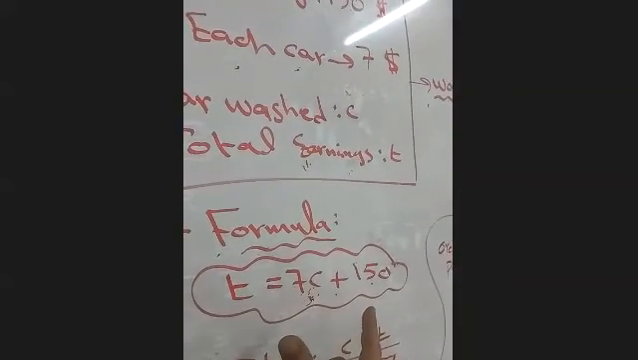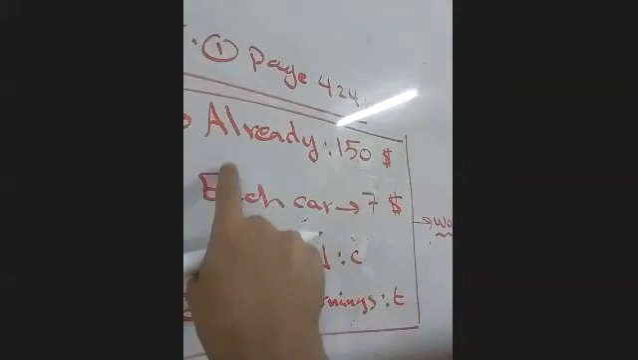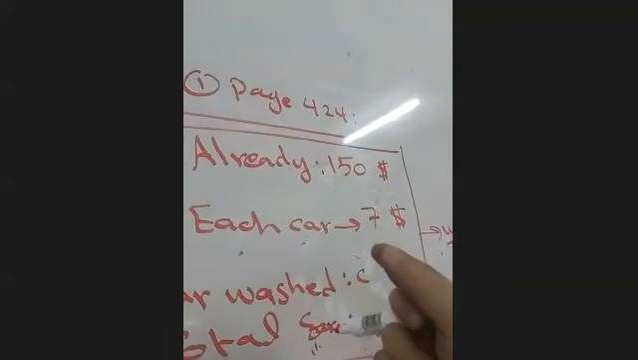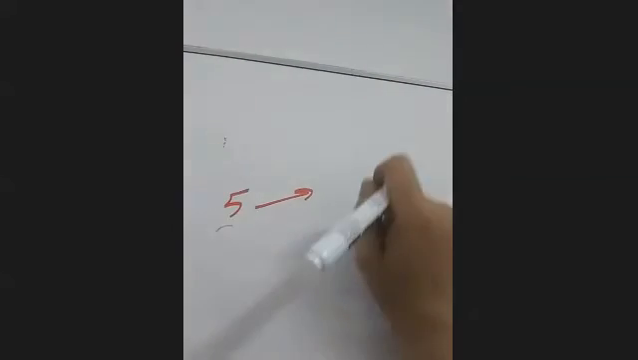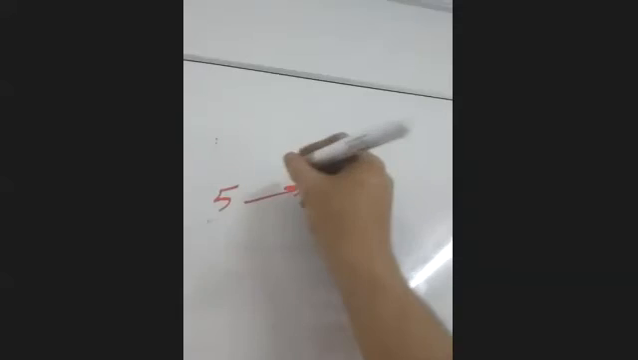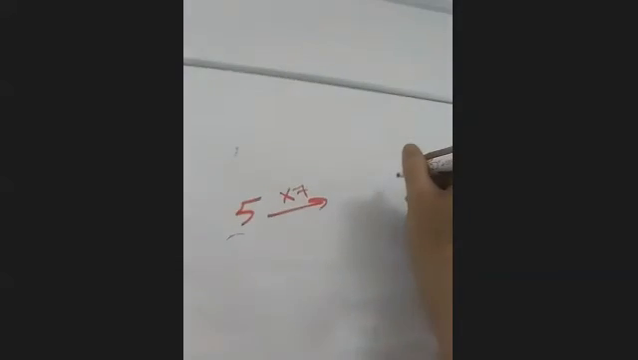Okay. They have already how much? 150. Is there a problem? No. Each car, what's your name? Rakan. Each car, Rakan, they get $7, right? Yeah. If you have 5 cars, how much will you get? 35. How did you get it? You multiplied with what? Multiply by 7.